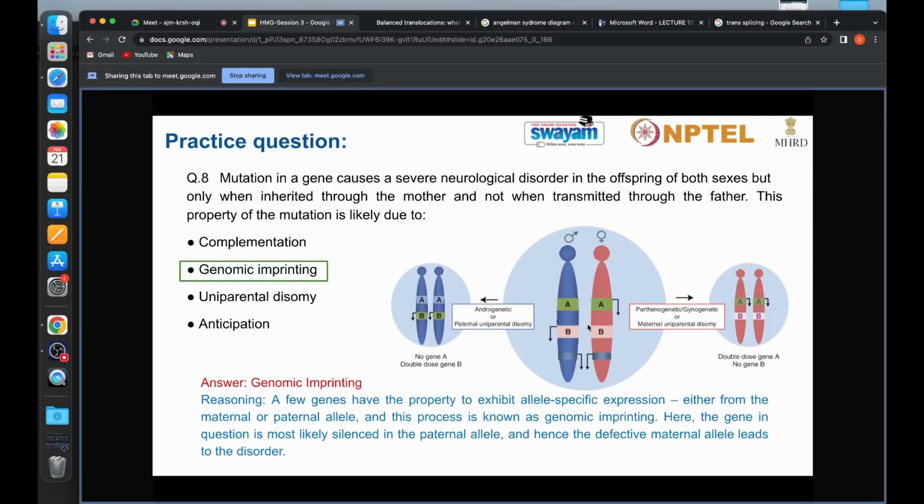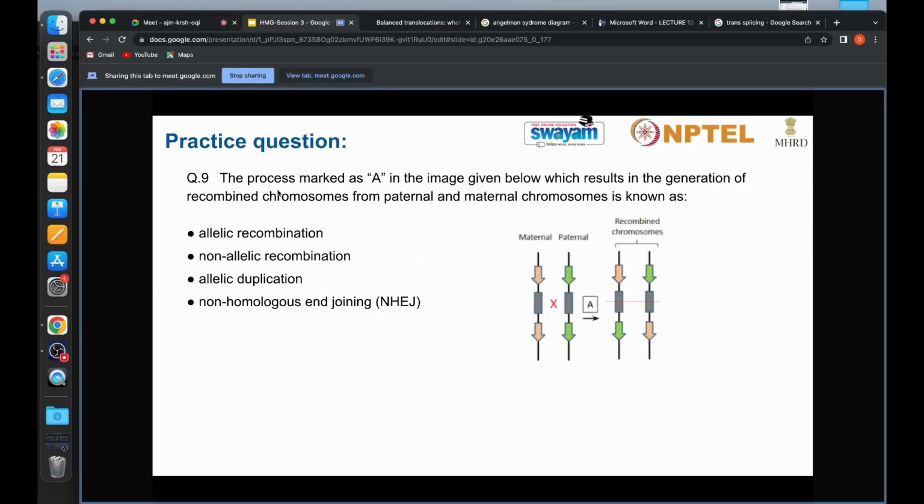Now let's look at another question. The process marked as A in the image given below, which results in the generation of recombined chromosomes from the paternal and maternal chromosomes, is known as what? In this figure, they have given you the type of recombination, and you have to tell what kind of recombination event has occurred. These are the recombined chromosomes.